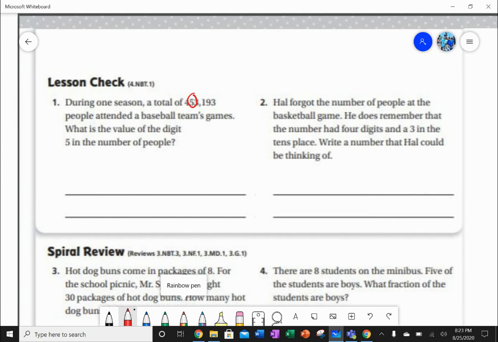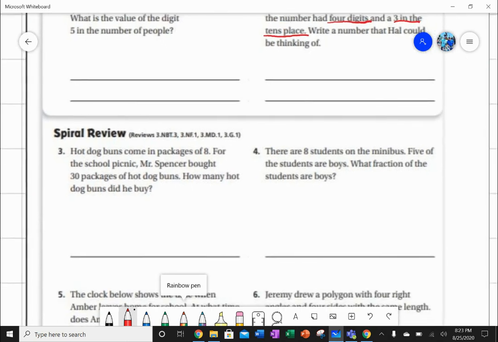Number 2, Hal forgot the number of people at the basketball game. He does remember that the number had 4 digits. So they're telling you there it had 4 digits. And 3 in the tens place. Write a number that Hal could be thinking of. So remember, you're going to have a number with 4 digits. That means 4 numbers. And there is a 3 in the tens place. So you're going to write a number that Hal might be thinking of.